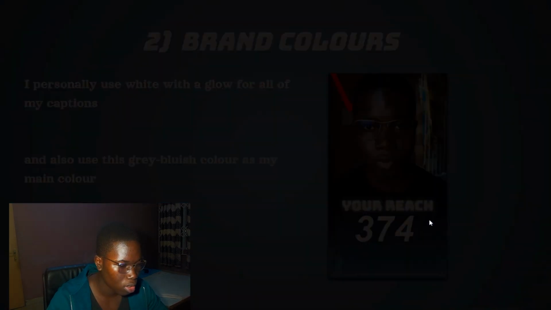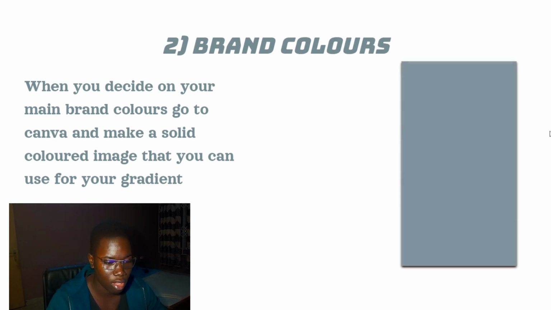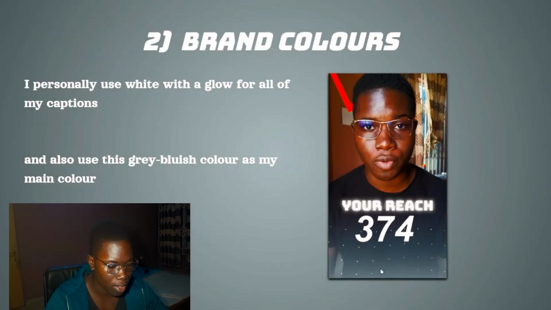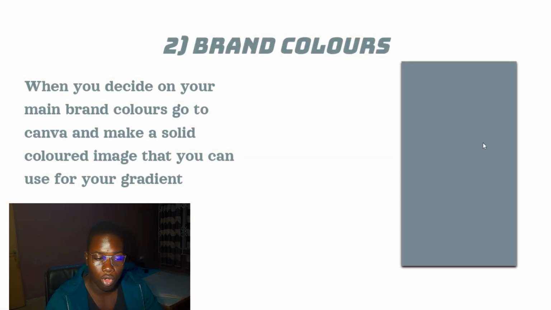And also, when you decide on your main brand colors, I recommend that you go to Canva and make a solid colored image that you can use for your gradient. Something like this. Just a very solid colored image, because if you remember this gradient effect here, it was because of this. So if you like it and you want to do the same thing, create this in Canva.